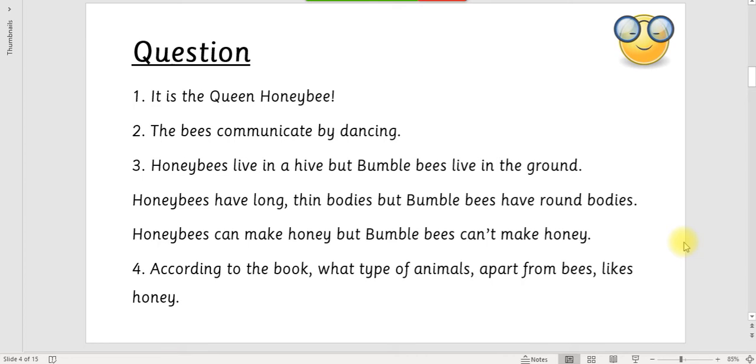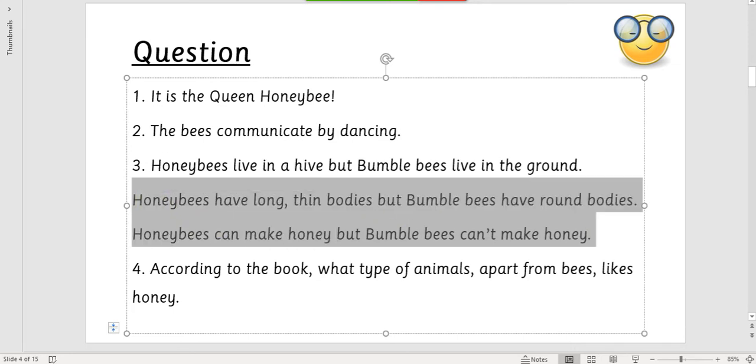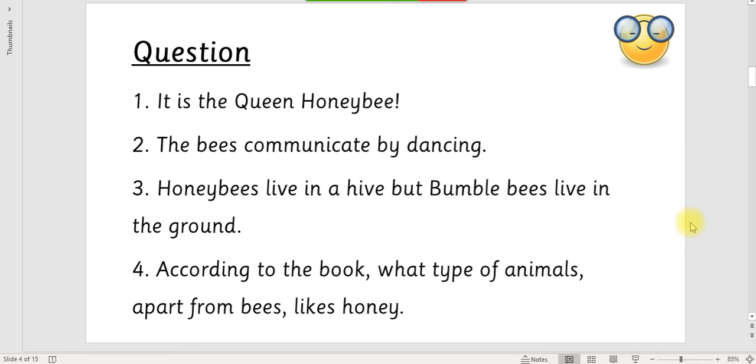Because that's okay too. I'm going to get rid of these 2, and I'm going to keep this 3rd one here as my answer. Honeybees live in a hive, but bumblebees live in the ground. That's what I'm going to keep. You ready for your last question now? It says, according to the book, what type of animals, apart from bees, like honey?